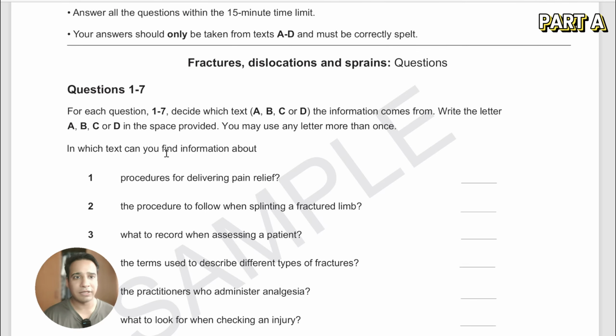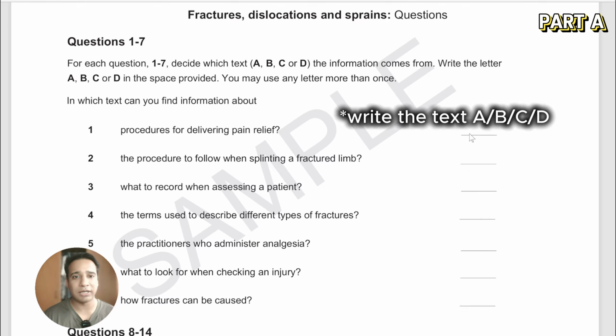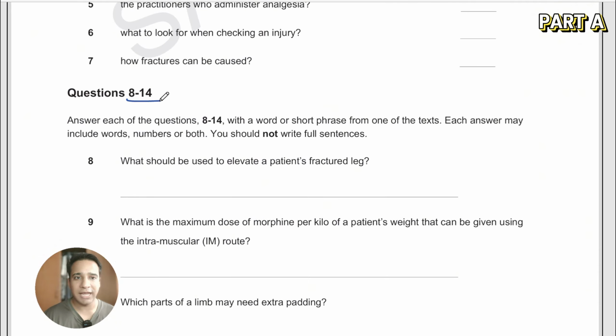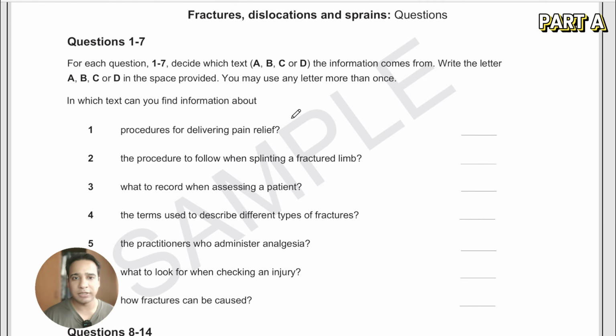Here, you will have different categories of questions. Questions 1 to 7, where you have to write the number of the paragraph where you can find this information. Questions 8 to 14, where you have to answer in the form of a word, phrase, or short sentence. Questions 15 to 20, where you have to fill in the blanks. You have to find the words in the passage. In this part, you just have 15 minutes to answer 20 questions.